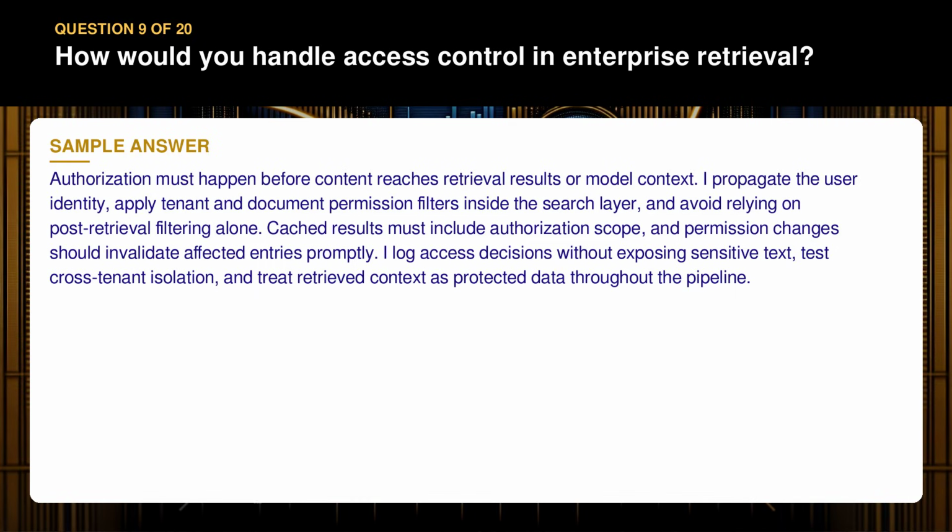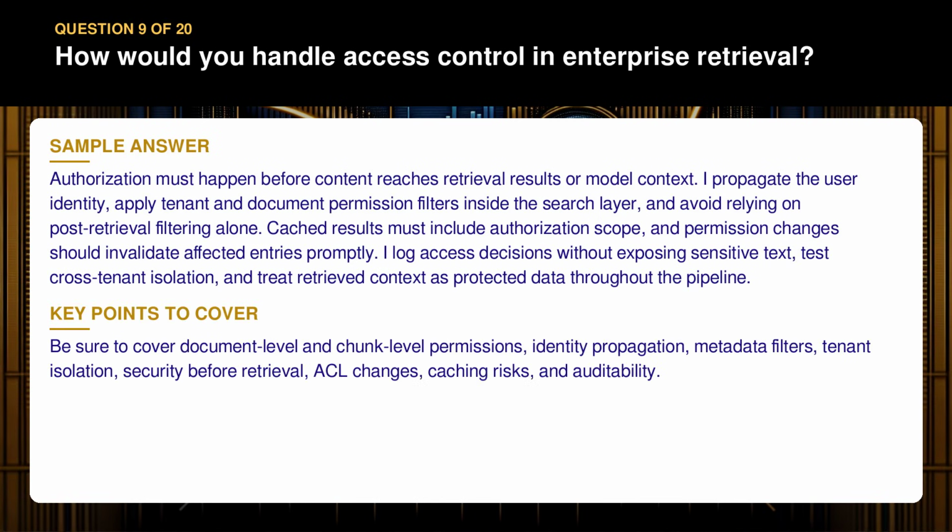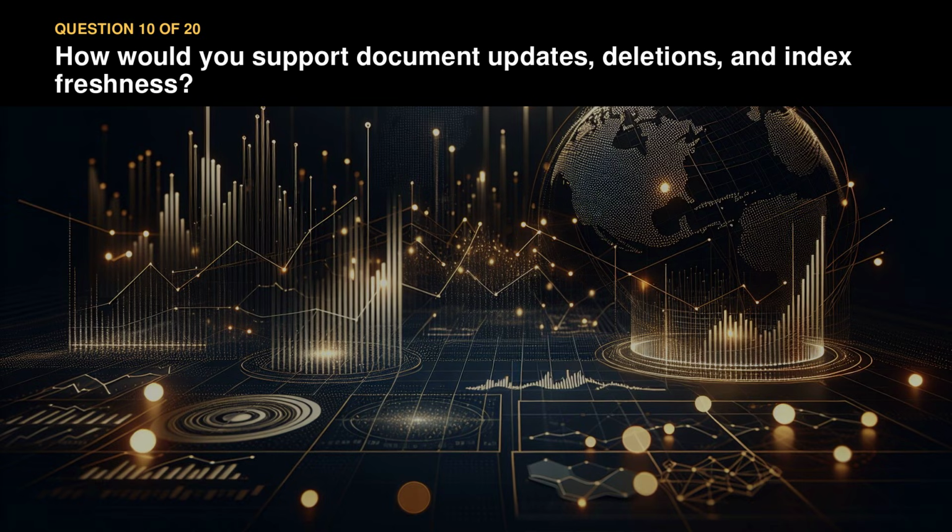I log access decisions without exposing sensitive text, test cross-tenant isolation, and treat retrieved context as protected data throughout the pipeline. Be sure to cover document-level and chunk-level permissions, identity propagation, metadata filters, tenant isolation, security before retrieval, ACL changes, caching risks, and auditability.